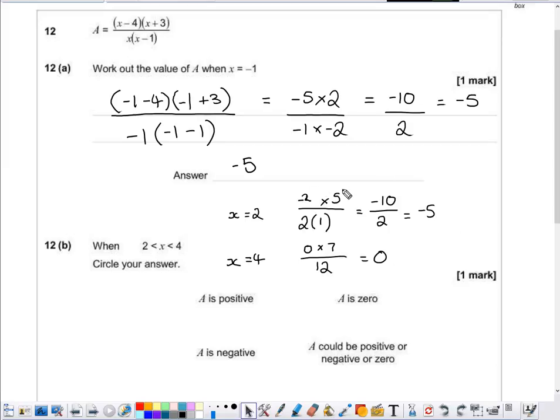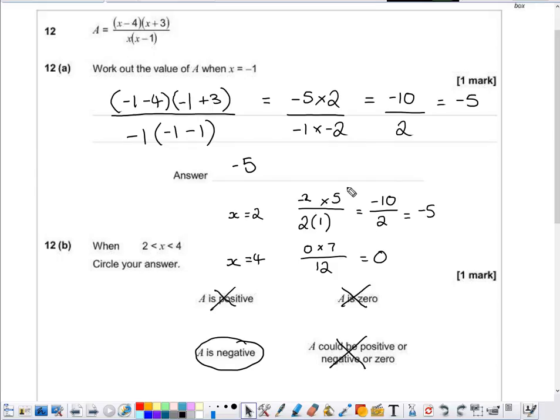So none of these answers are actually positive. A can be 0, but it's not always. A hasn't given us a positive answer yet, so we could assume it's not going to be between these two numbers. So if we know it can't be positive during these two numbers, we would cross that one off, leaving us with this answer.